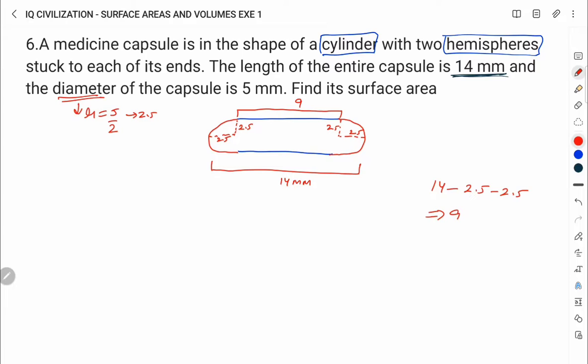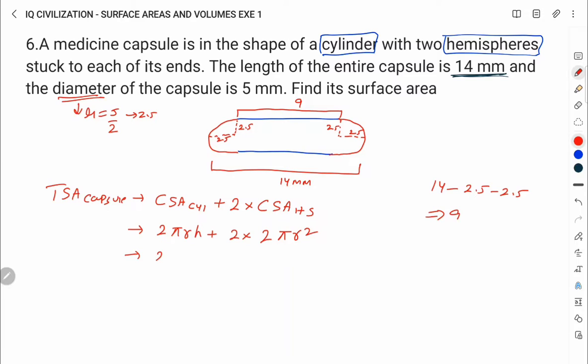Very nice. Next. From this, I can say that the total surface area of the capsule is nothing but CSA of a cylinder plus 2 surface areas, that is 2 times CSA of a hemisphere. So this is 2 pi rh plus 2 into CSA of hemisphere, which is 2 pi r square. So 2 pi rh plus 4 pi r square.